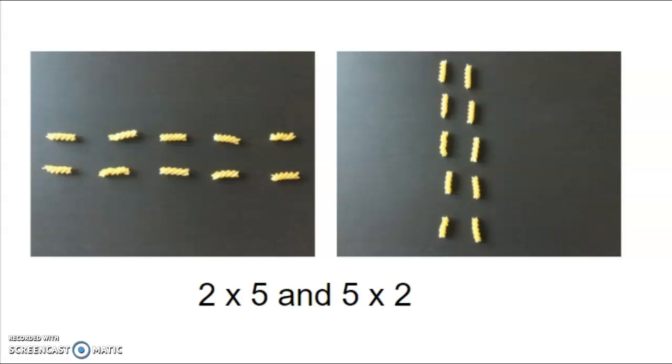I went into my kitchen and I found some pasta, and I have represented the same array using pieces of pasta. So here I've got 2 groups of 5, 2 lots of 5, 2 times 5. You can see there are 1, 2, 3, 4, 5 pieces of pasta, and then there are another 5 pieces of pasta. In this image over here, I have done it slightly differently. This time I've put them going down like this, and there are 1, 2, 3, 4, 5 groups of 2. There are 2 pieces of pasta in each group.